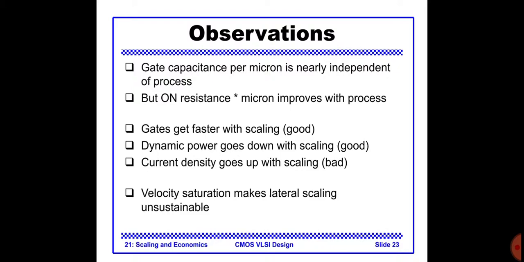The observations: the gate capacitance per micron is nearly independent of process, but the on resistance per micron improves with the process. The gates get faster with scaling. The dynamic power goes down with scaling. Current density goes up with scaling. And velocity saturation makes lateral scaling unsustainable.